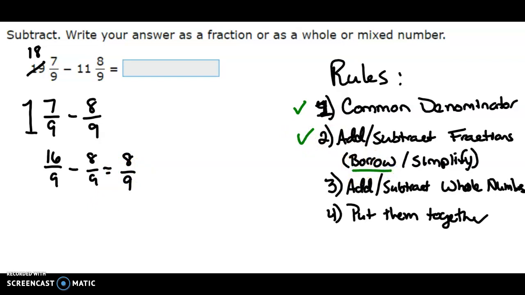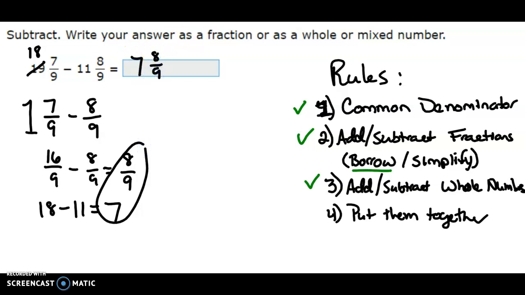Okay. Step 3, add or subtract the whole numbers. 18 minus 11 equals 7. And then step 4, put them together. If I put 7 with an 8/9, I get 7 and 8/9. Okay, so that's the answer for that one.